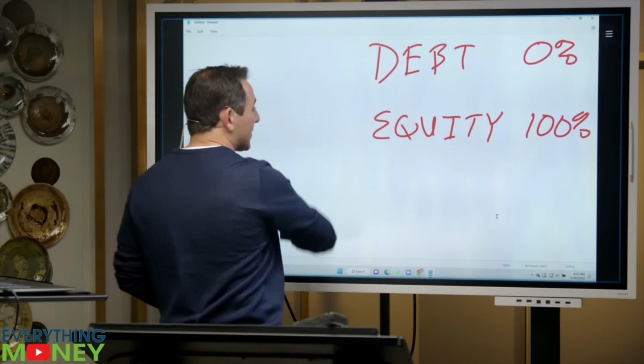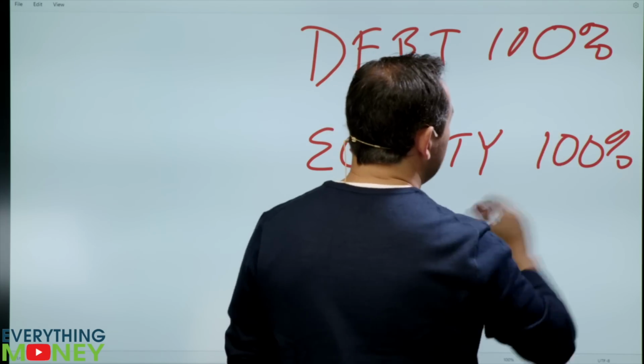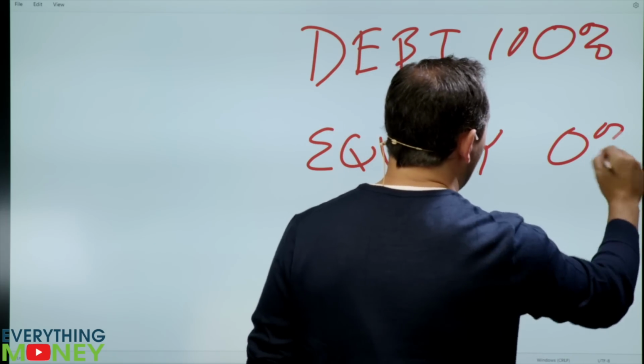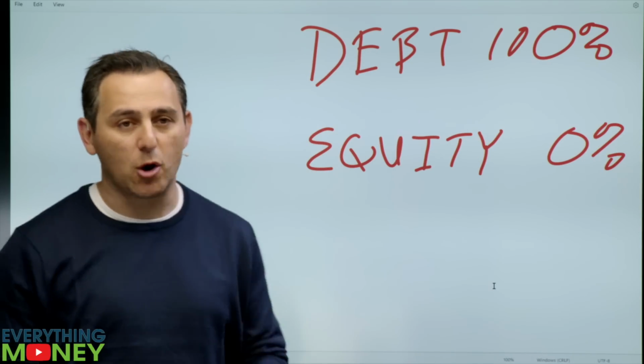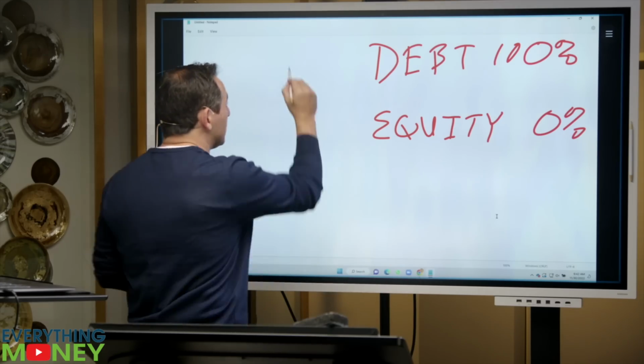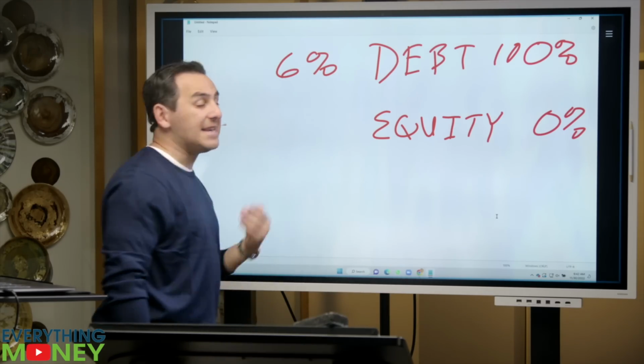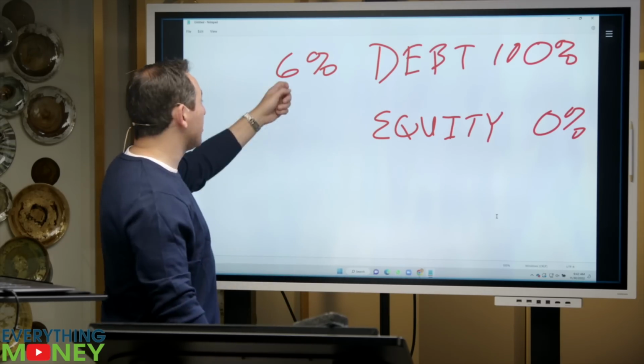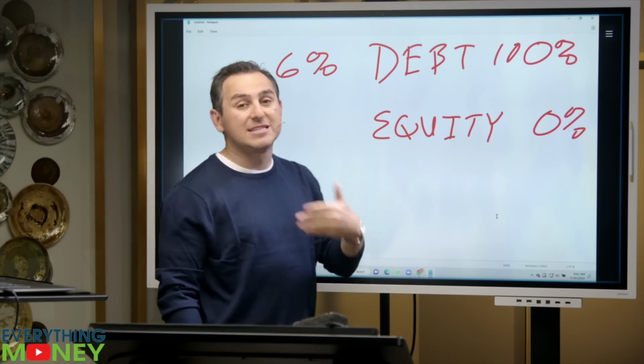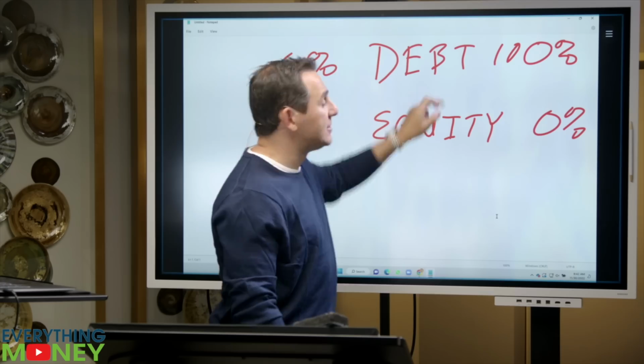Let's go the other way. Let's say it's 100% debt and 0% equity. So every single piece of money in the business is borrowed money. And your debt investors require a 6% return. Now, your weighted average cost of capital is 6%. You need to get above a 6% return to cover your debt holders.